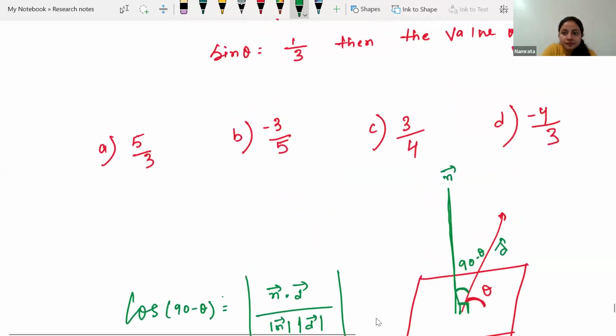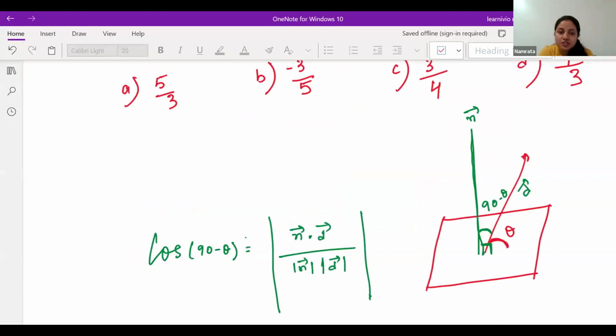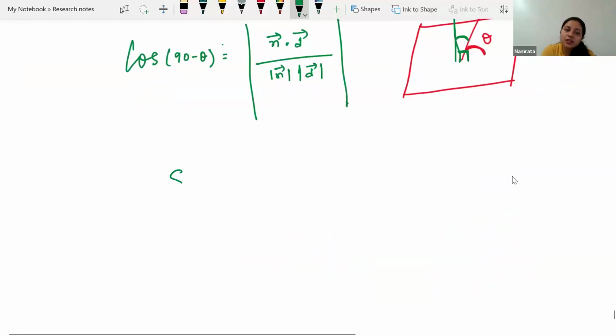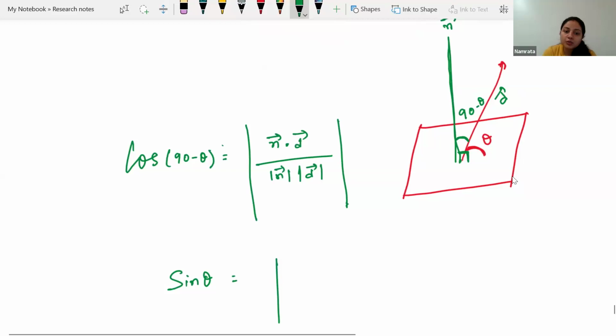Yes or no? Do you know this formula for finding the angle? Yes, ma'am. So we are going to use this formula. Cos of 90 minus theta, you must know that is just positive sine theta. First quadrant, everything is positive. So we have the normal to the plane, we can find it easily. The equation of a line is given. Magnitude of n, magnitude of d.